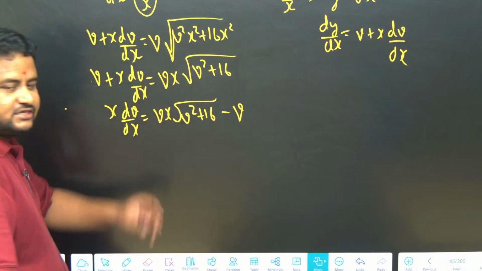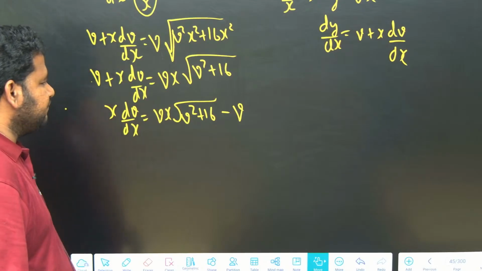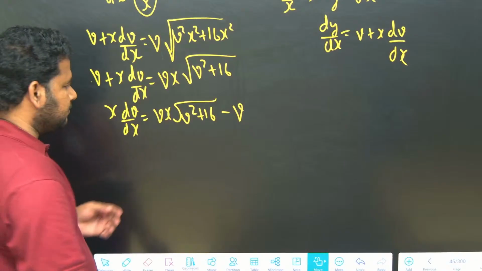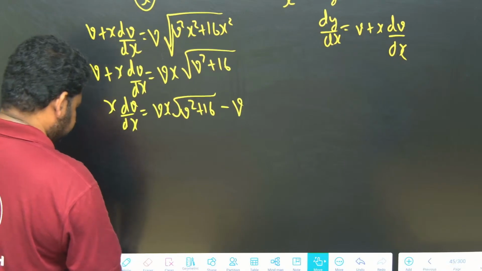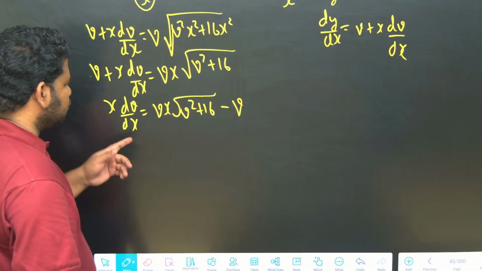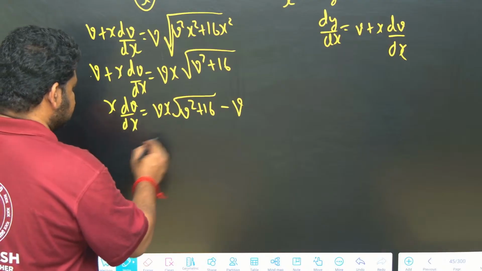What can I do here for this? v I can take common. Or keep it as it is, not a problem. So this will become dv, variable separable, again I have to use. So throughout what should I do? Throughout I should divide by x, or let us keep it as it is. So this will become what?